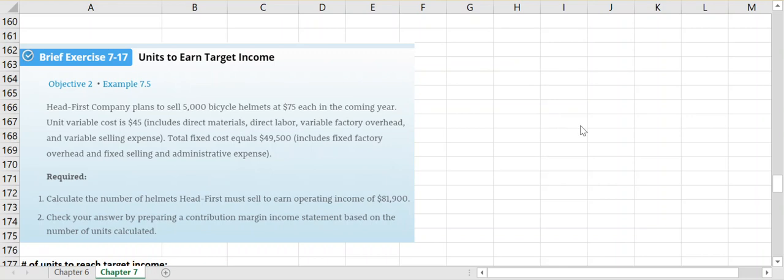In this example video, we're going to look at brief exercise 7-17, looking at how many units we would have to sell in order to earn a target income. Our focus for a lot of this up until this point was looking at how many units we'd have to sell or how much sales revenue we'd have to earn in order to break even. But every company doesn't just want to break even, they want to start making a profit.